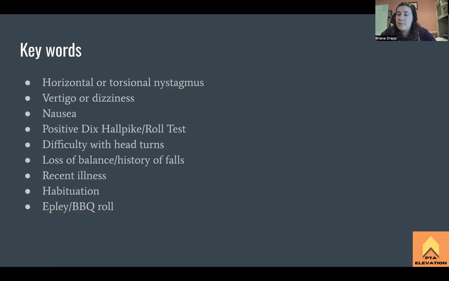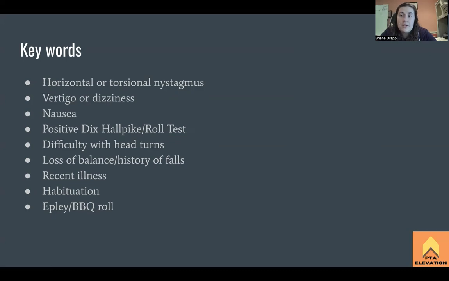Remember, Dix-Hallpike is for posterior canal. Roll test is for horizontal canal. If they have difficulty with head turns, that's also something you want to look at. Might be a hypofunction, loss of balance, history of falls. Again, those are impairments that we can treat with balance exercises and things like that. Recent illness, so understanding that might be why the person developed their vestibular neuritis.